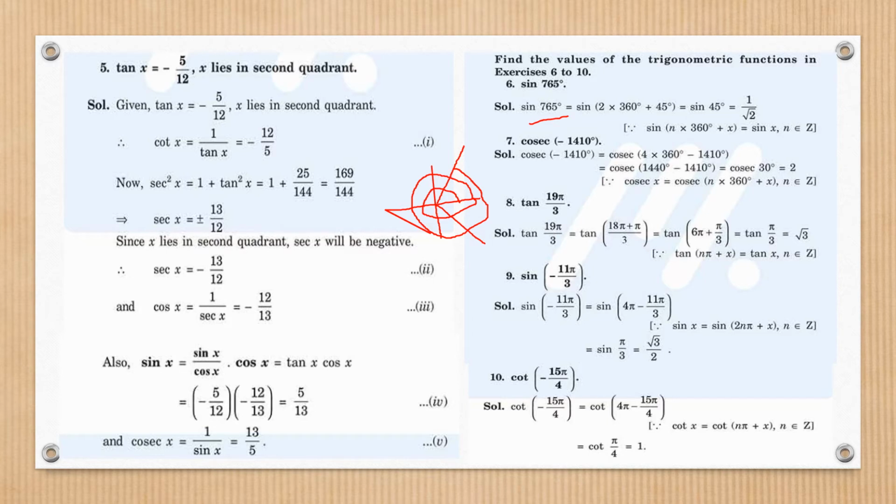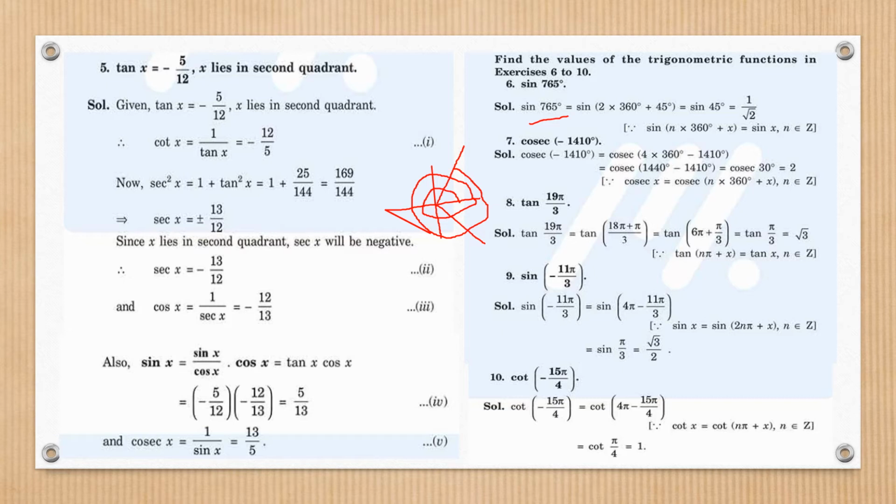Tan 19 pi by 3 can be written as tan of 18 pi by 3 plus pi by 3, so that means it is 6 pi plus pi by 3, right? So again it is 3 into 2 pi plus pi by 3. Again we are in the first quadrant, that is tan pi by 3, and the answer is root 3.